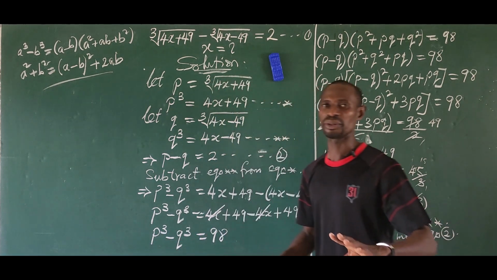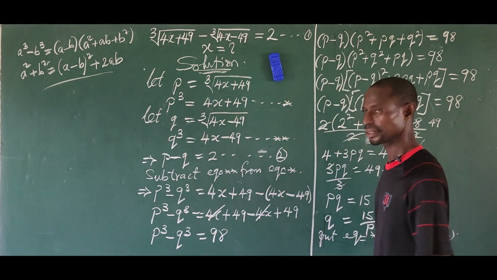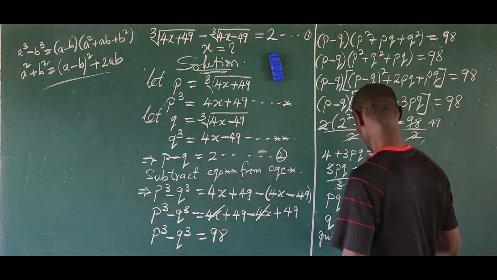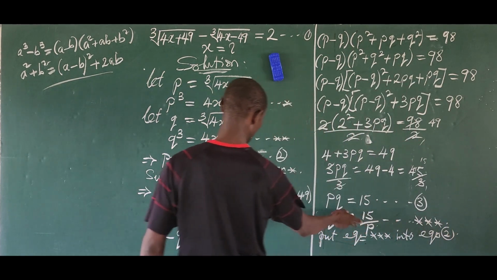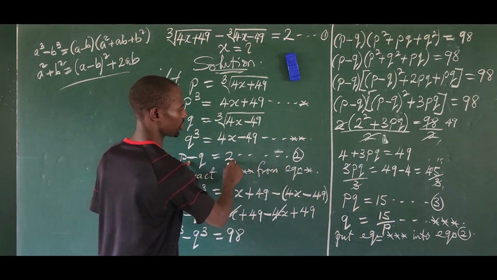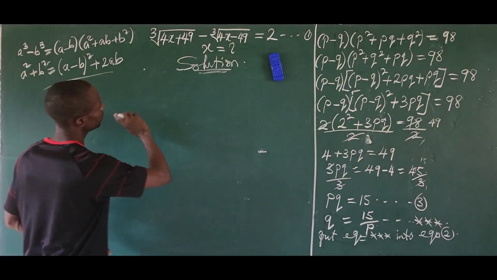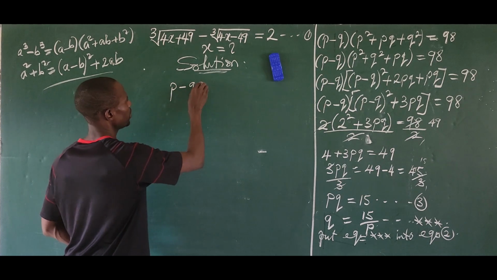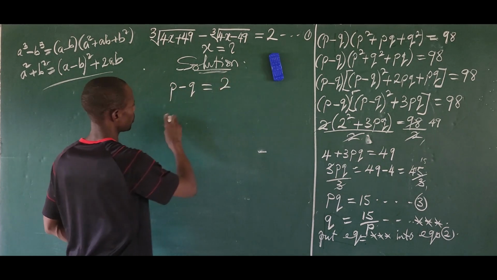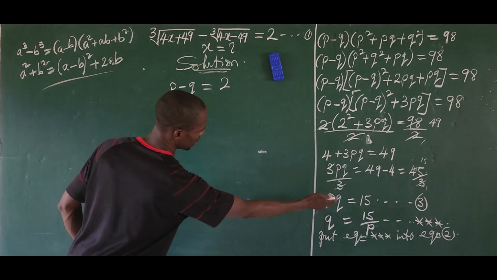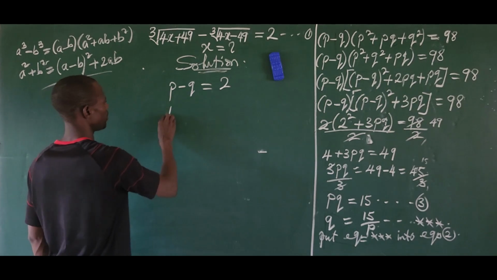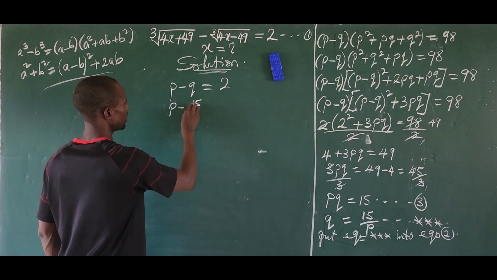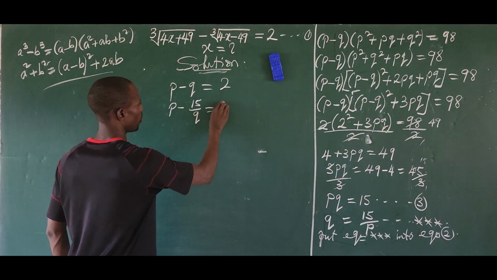I say you have to pay close attention, okay? So let's erase this side and put the value of equation star into our equation 2. Our equation 2 we said is P minus Q is equal to 2. So Q is 15 all over P. So we have here P minus 15 all over P equal to 2.